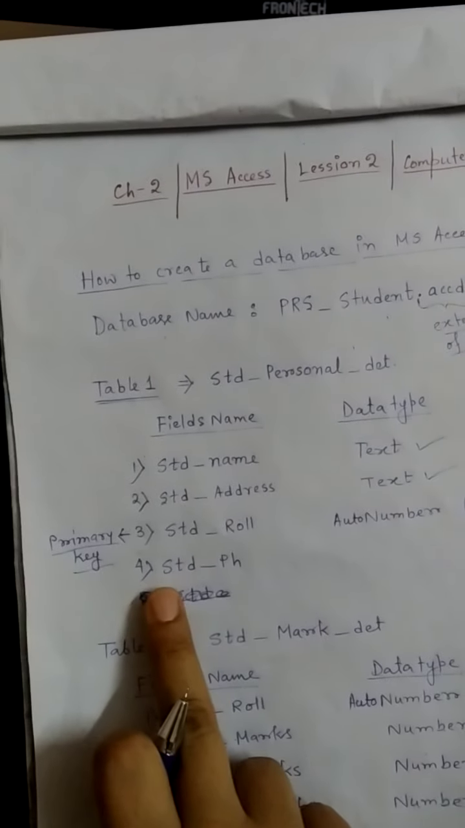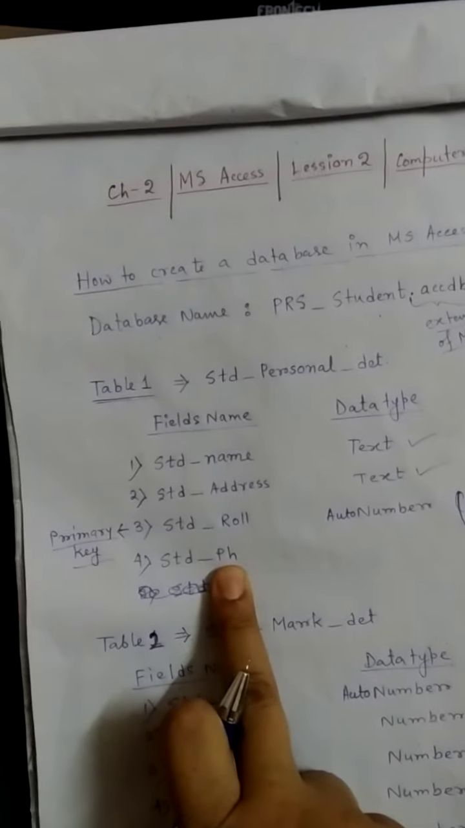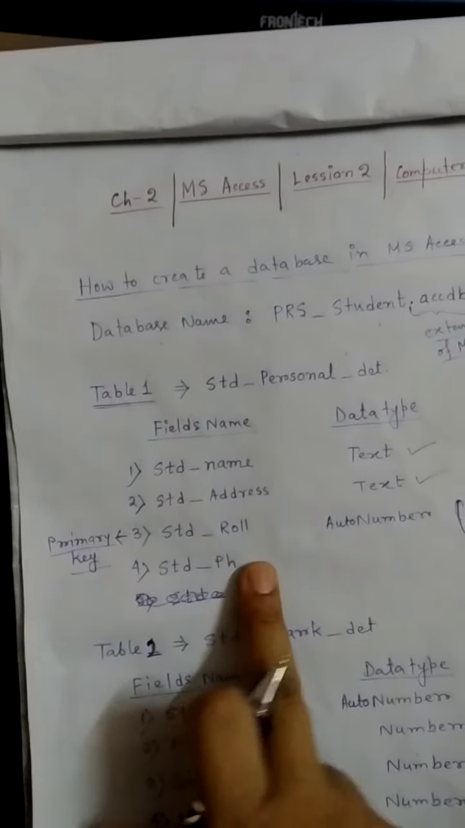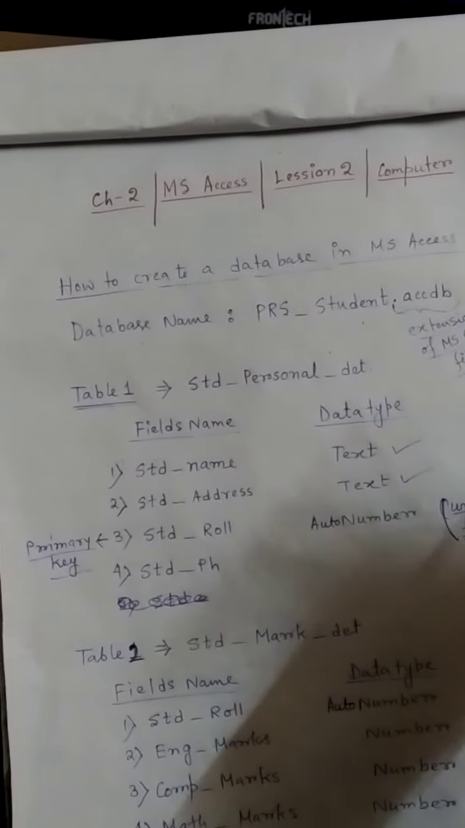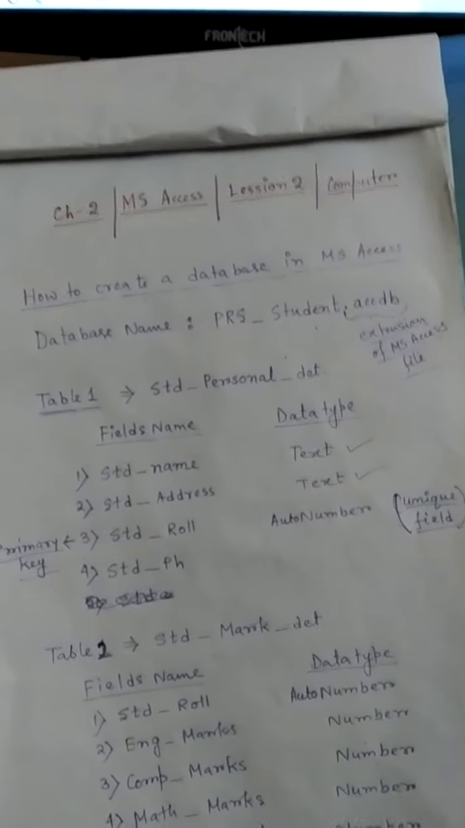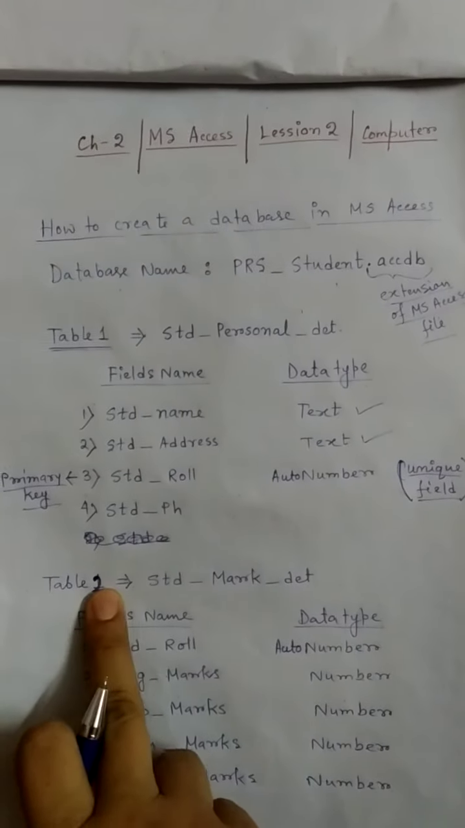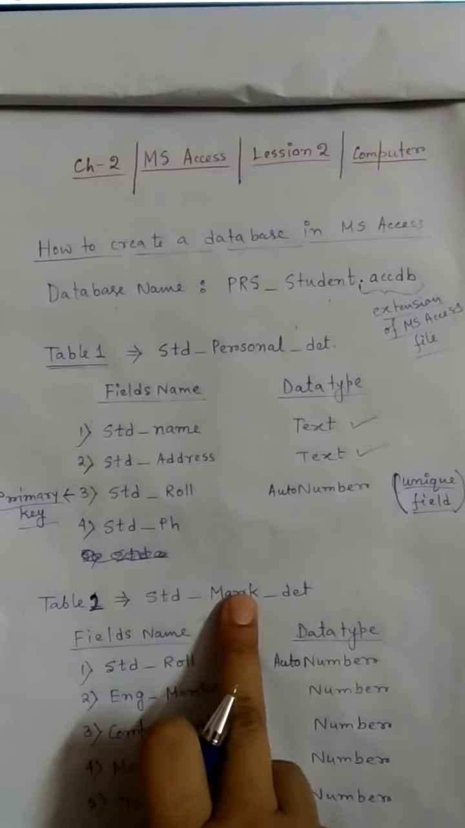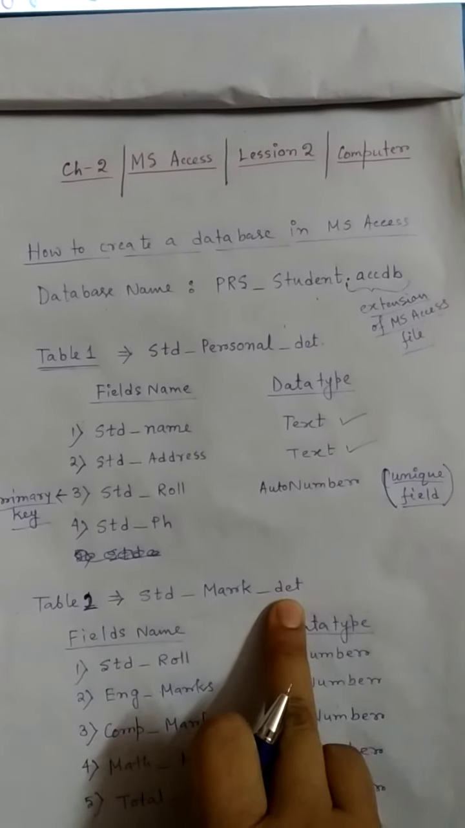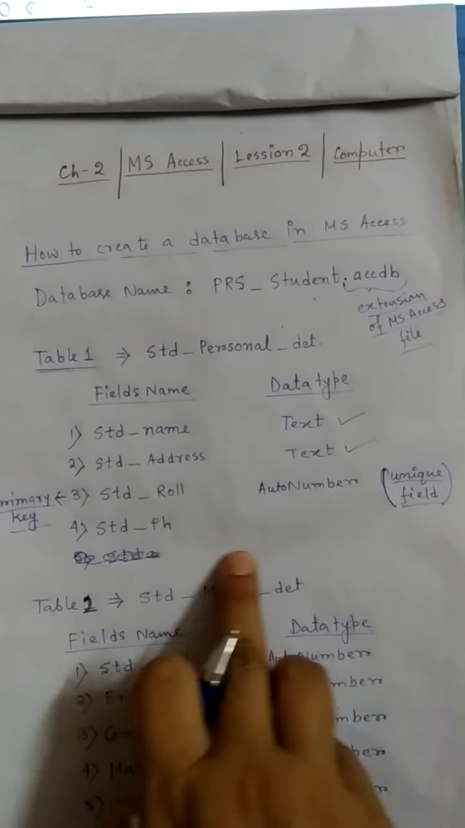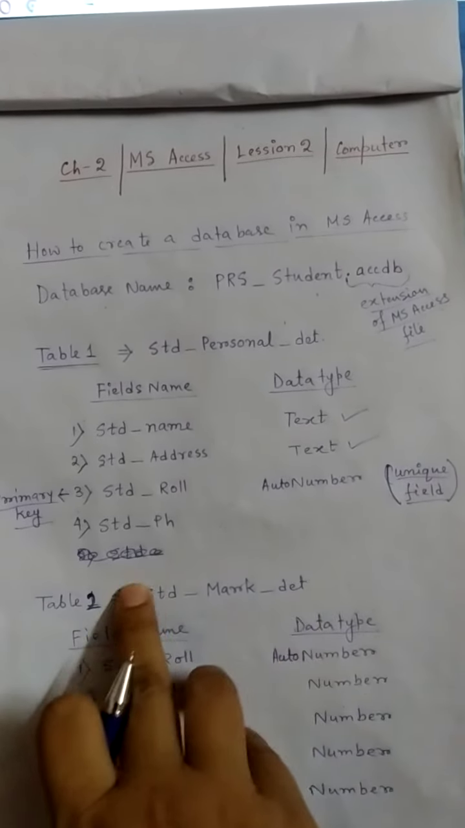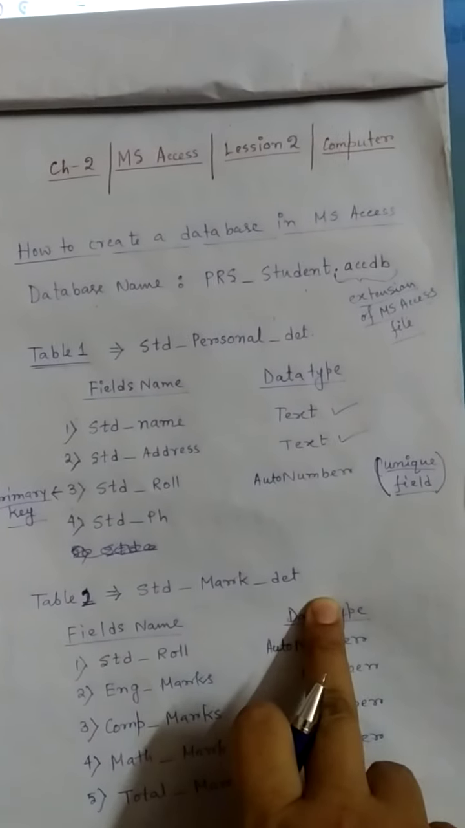Okay, and another one is the std phone number. Okay, now you can give std phone number as a number or as a phone number. Okay, I will show you in the video. Okay, and our second table is std underscore mark underscore det, means details. That means it will store the marks details of each and every student.